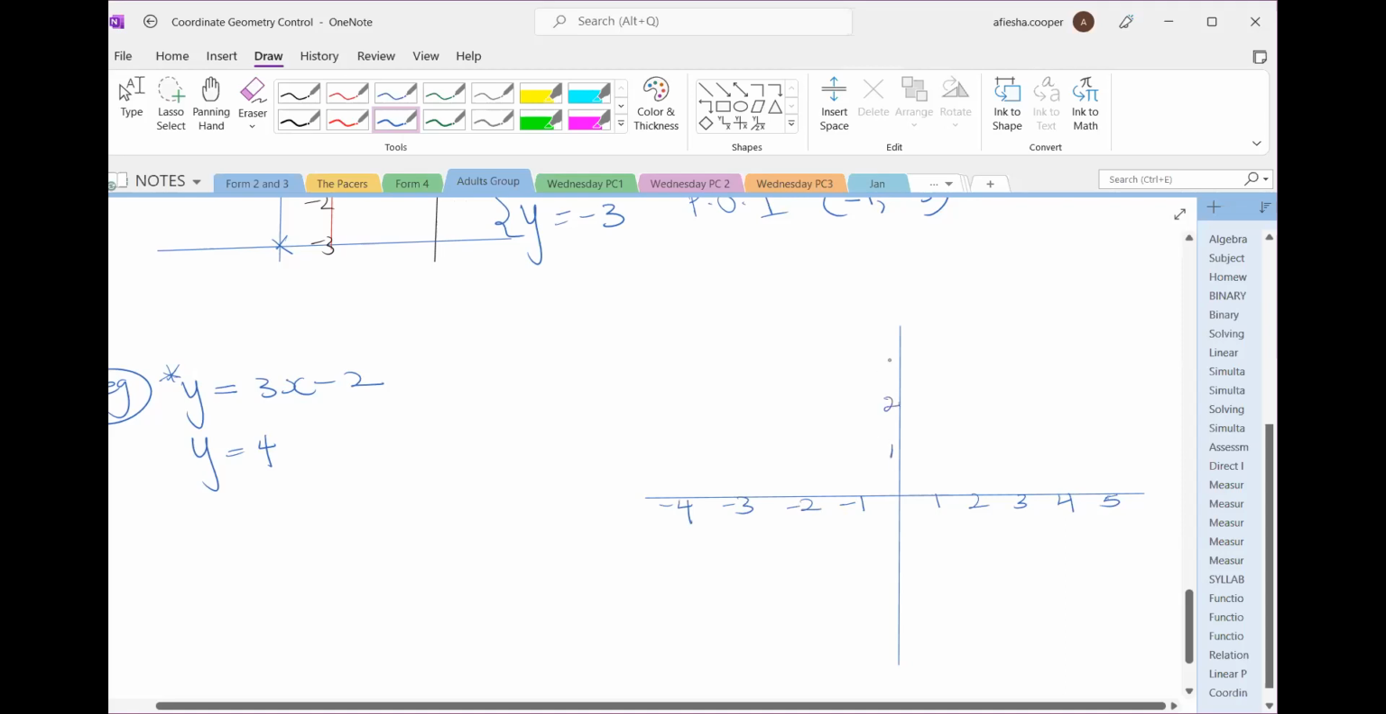Find the gradient. We already know what the gradient is. The gradient is 3. The y-intercept c is equal to -2. So from this, we know that our line is cutting the y-axis at -2. So we know our line has to be passing through this point because this is the y-intercept.